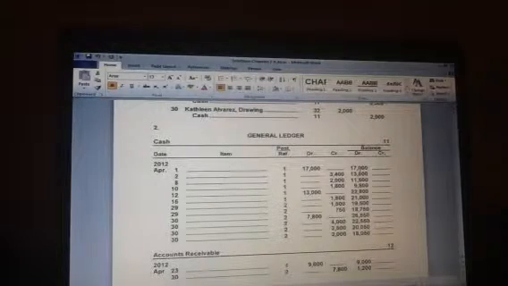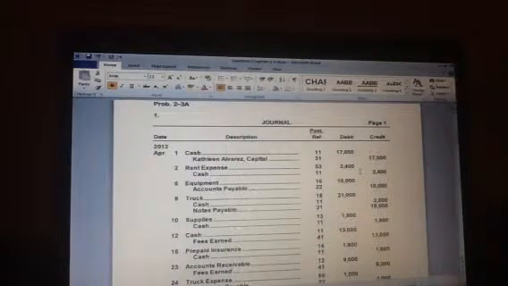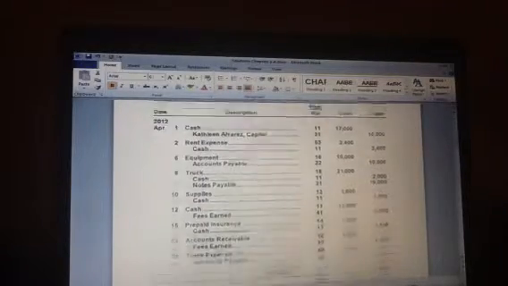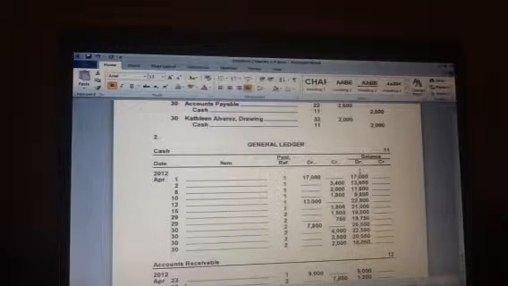The posting reference, there's also a posting reference in the general ledger. Here you're going to write where this amount we're getting ready to post comes from. And if you look back up in the journal, it was from page 1 of the journal. So your posting reference, they chose to just use a 1. You could put J1 to stand for journal page 1 or something like that. It's just showing you where the amount came from. And then if you remember, we're debiting cash for $17,000. So in the debit column, you write $17,000.